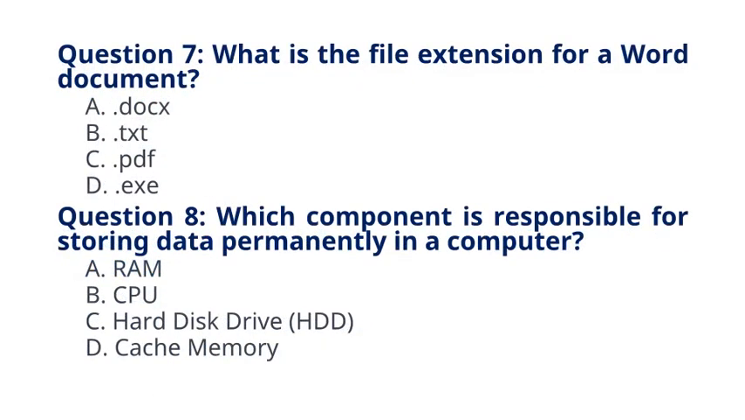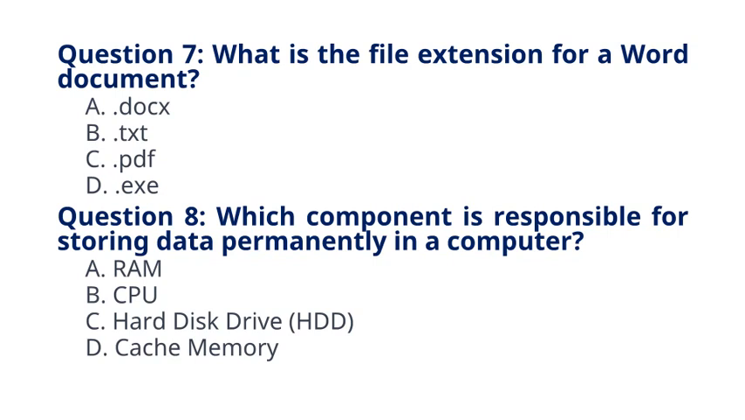Question 7. What is the file extension for a Word document? A. Docs. B. .txt. C. .pdf. D. .x. The correct answer to question 7 is option A. Docs. Explanation. Docs is the file extension for Microsoft Word documents.